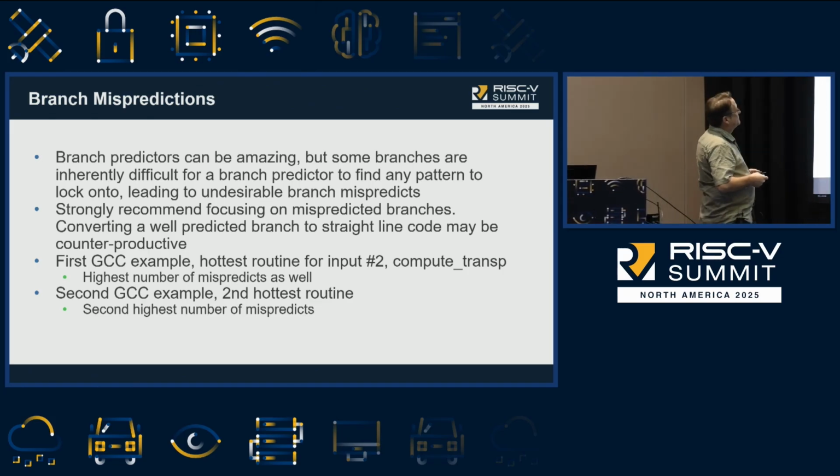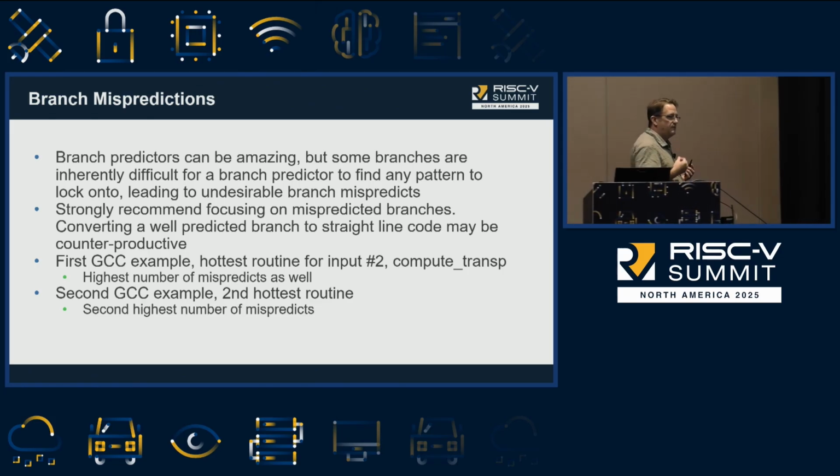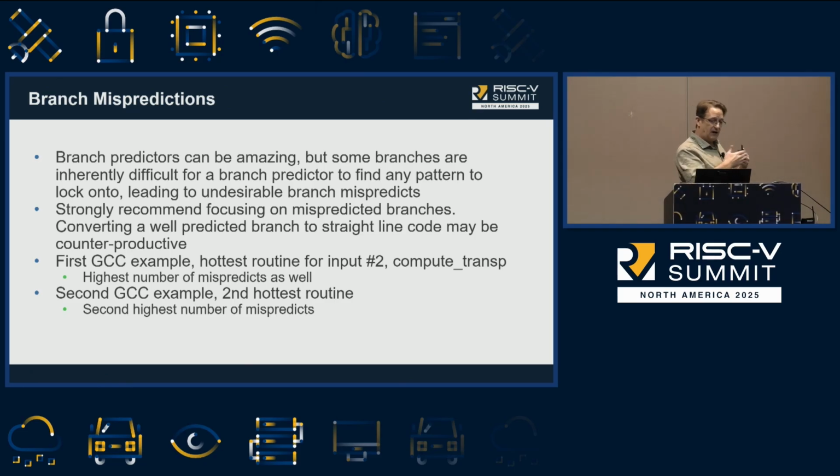And what we found is focusing on mispredicted branches is important, but you've got to make sure you focus on the right branches. Just converting a branch in and of itself is not useful. It really needs to be something mispredicted. If the branch predictors are able to lock on a pattern, it's as fast as any other code without branches.